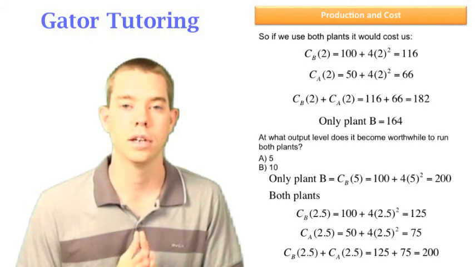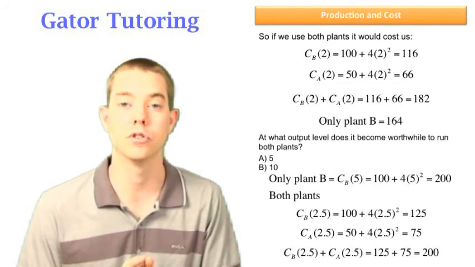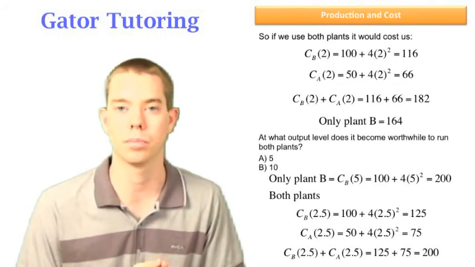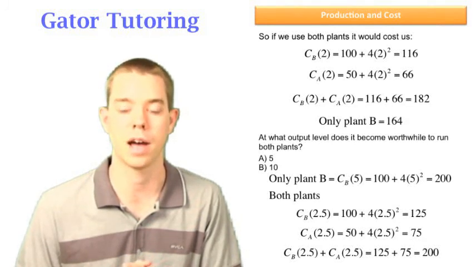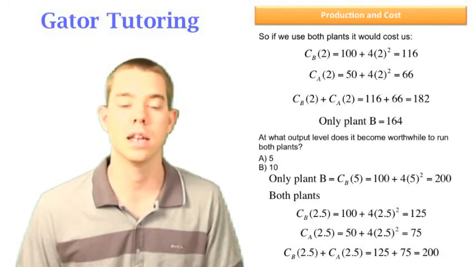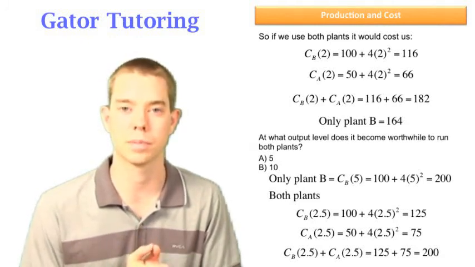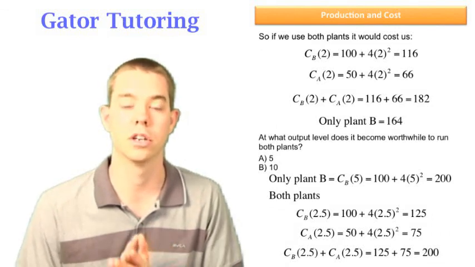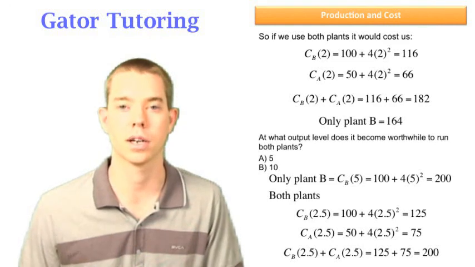So A is our right answer here, because at 5.1 units, it will be less expensive to use both plants than to only use one plant. So 5 is where it becomes worthwhile to run both plants. 5 is exactly the point where it becomes worthwhile to run both plants. Anything above 5, we know that it'll be less expensive to run both plants than to just produce in one. But again, 5 is that cutoff point. So our correct answer here is A.